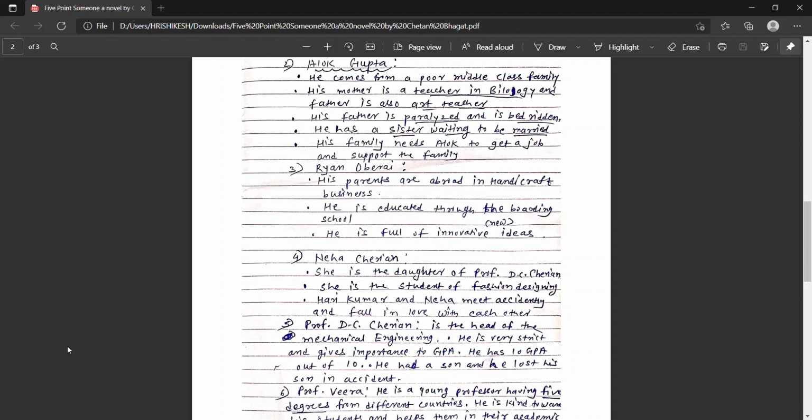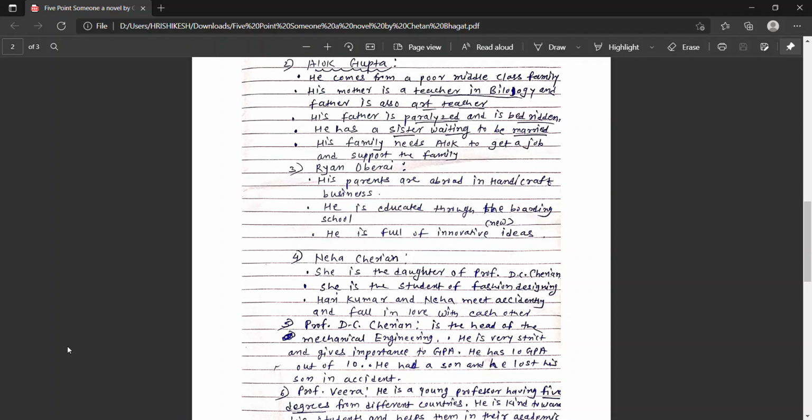Then the fifth important character is Professor D.C. Cherian, who is the head of mechanical engineering. He is a very strict person and gives importance to GPA. So he has focused his attention on grades. Grades are important for him. In his educational career, he has got 10 GPA out of 10.